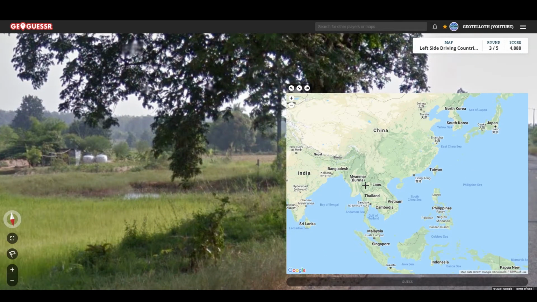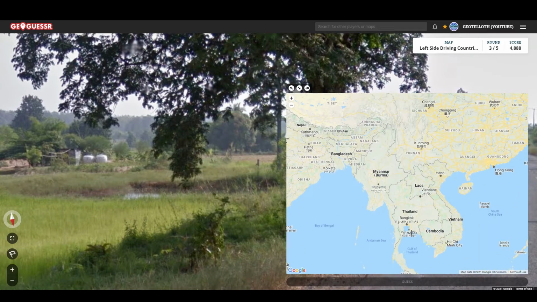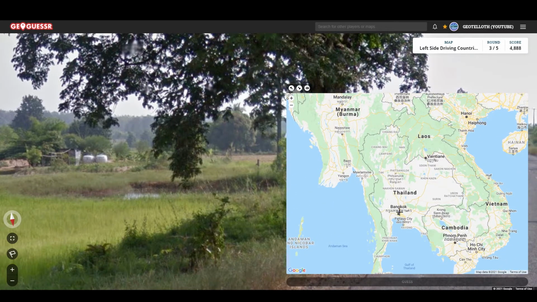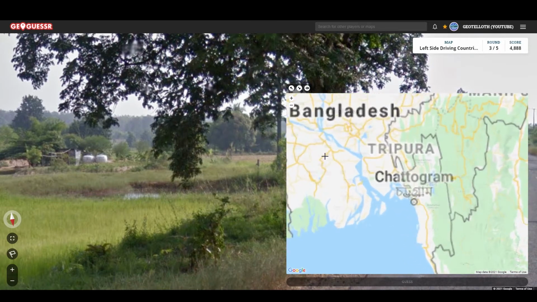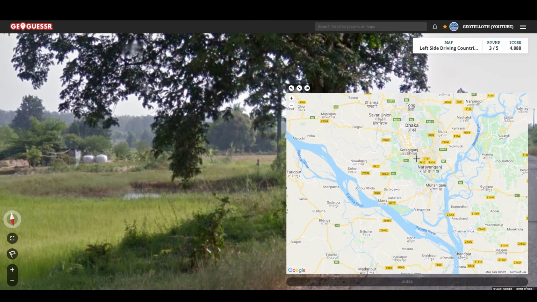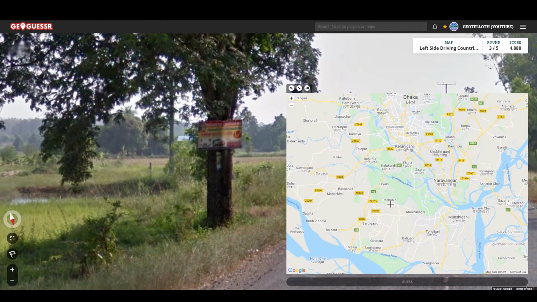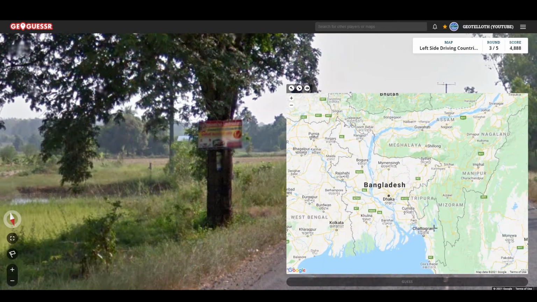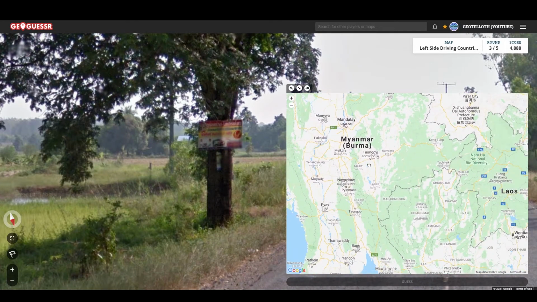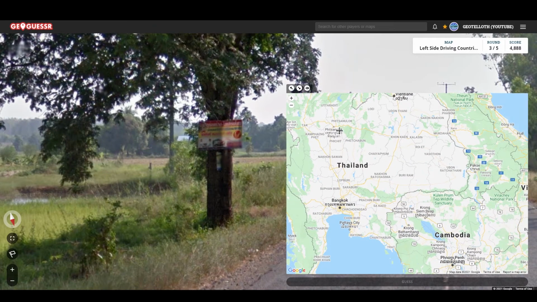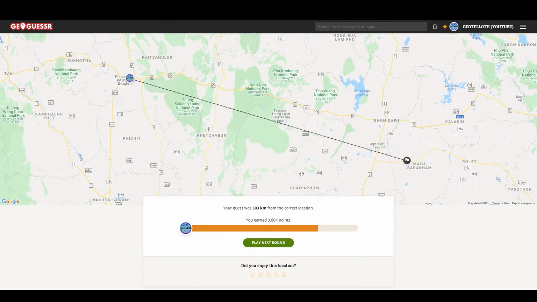One thing I have found is that sometimes it is possible to mix up Thai and Bengali, which they speak in Bangladesh. They look completely different, but if you're from far away, sometimes it's easier to mix the two up. I hope I'm not about to do that. So let's go for Thailand. We were correct.